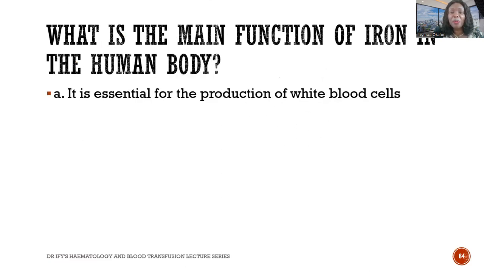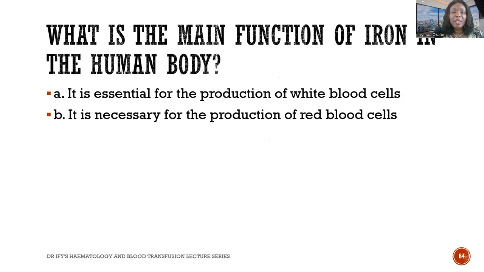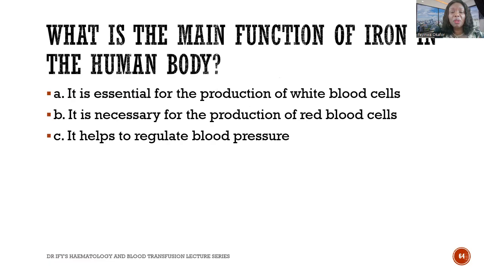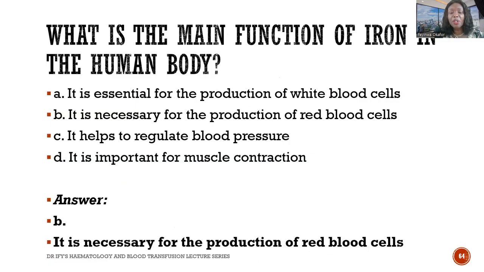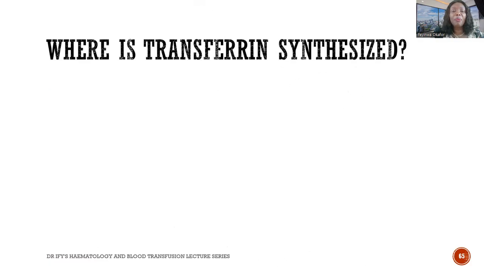It is essential for the production of white blood cells. It is necessary for the production of red blood cells. It helps to regulate blood pressure. It is important for muscle contraction. Answer B, it is necessary for the production of red blood cells.